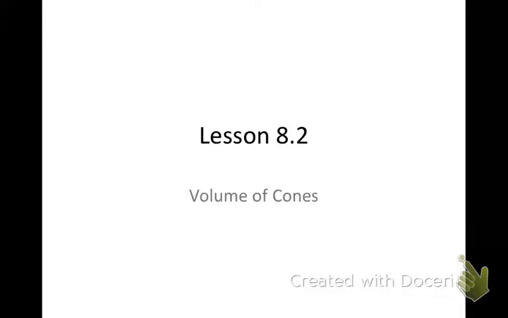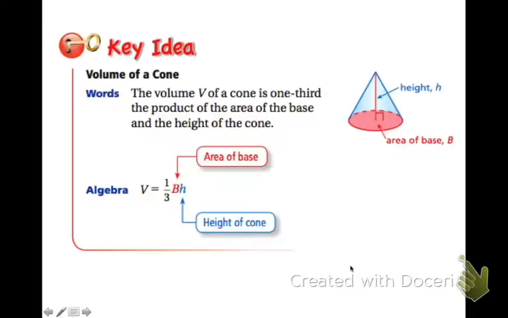Okay, today, lesson 8.2, we're going to be working with the volume of cones. The volume of a cone is 1/3 the product of the area of the base and the height of the cone. Remember that for a cone, the area of the base is a circle. So another way to write this is basically to take 1/3 of the volume of what we've been working with in the cylinders. So the volume would be equal to 1/3 pi r squared times height.